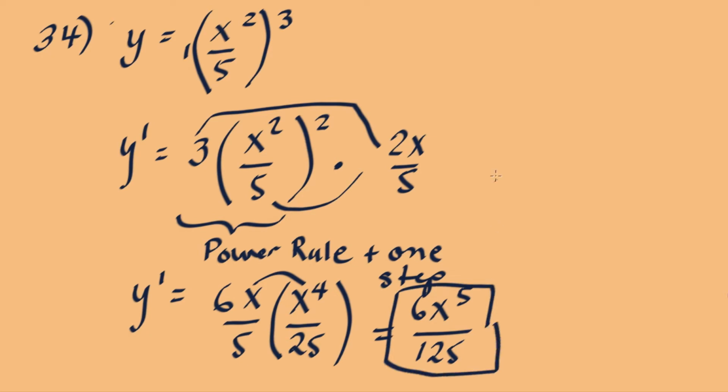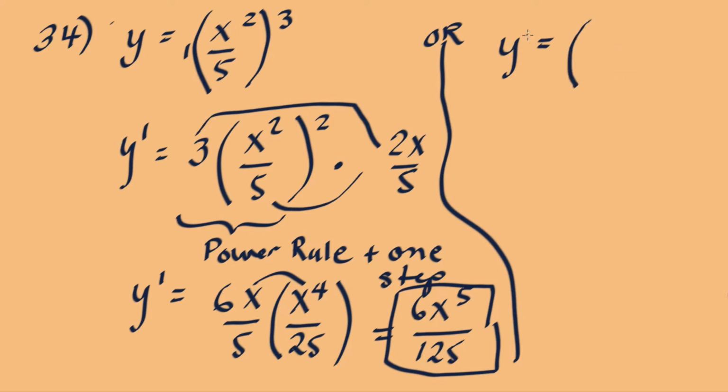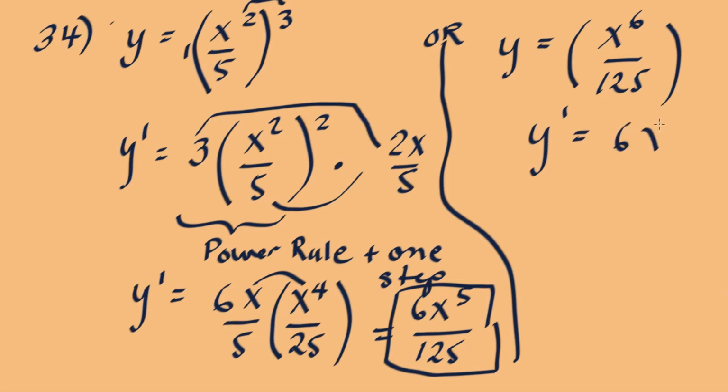Now alternatively, if you don't want to use the chain rule, we can use the power rule, but you have to rename, like use algebra initially by simplifying that x squared over 5 to the third power, which is also equal to x to the 6 over 5 cubed, which is 125. And then from here, you can go ahead and use the power rule. So that's going to equal 6x to the fifth over 125.